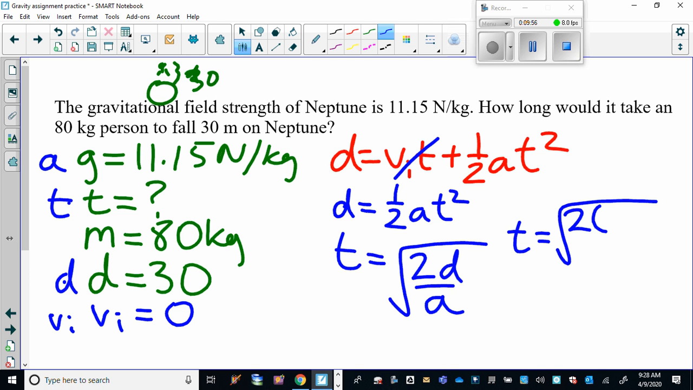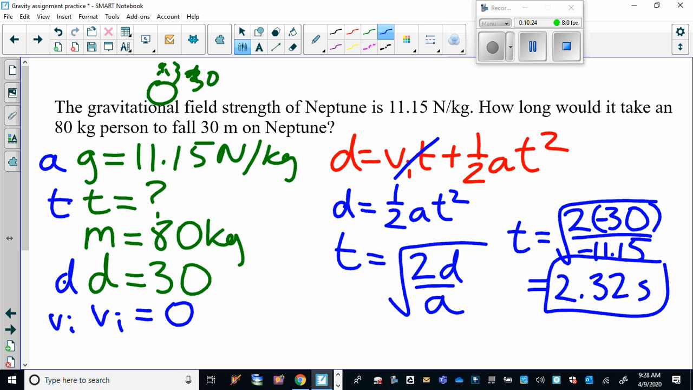The square root of 2 times the distance over a. Now, if you want to be really, really correct, you should put negative because they're falling down, and then you should put the acceleration due to gravity also as negative, and then they cancel out. Stick that into your calculator: 2 times 30 divided by 11.15 equals, take the square root. Don't forget to take the square root. And there's the answer to your question. It takes you 2.32 seconds to fall 30 meters on Neptune.